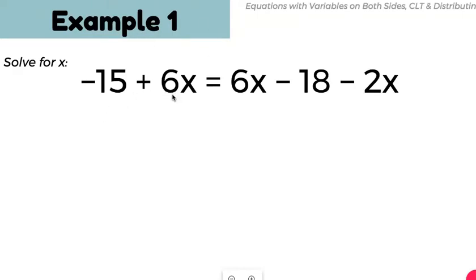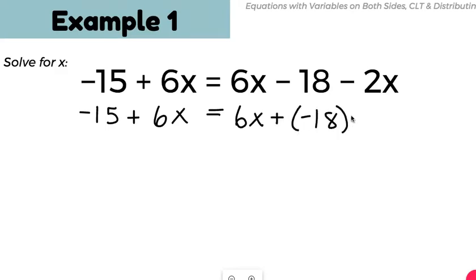Negative 15 plus 6x equals 6x minus 18 minus 2x. So let's start simplifying each side. And the first step here is to undo all of our addition, our subtraction, make our subtraction addition, and find the opposite of the next number. So we still have some simplifying to do.